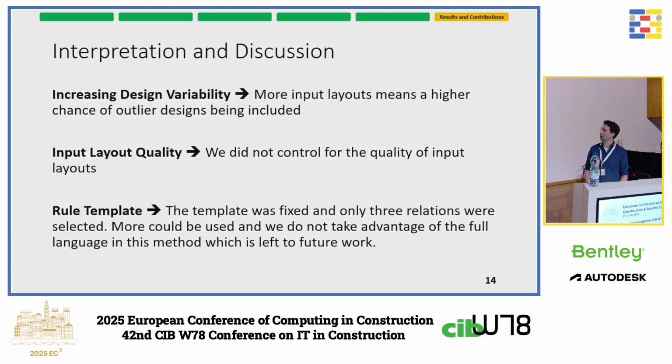Finally, the rule language is a lot more expressive than the template that we constrained it to. We looked at distance, facing, and alignment because we figured those were the most important ones, looking at literature and at design rules. But there's a lot more available, a lot more geometric relationships we could look at, and we could also increase their complexity. That's something we're going to leave for future work.